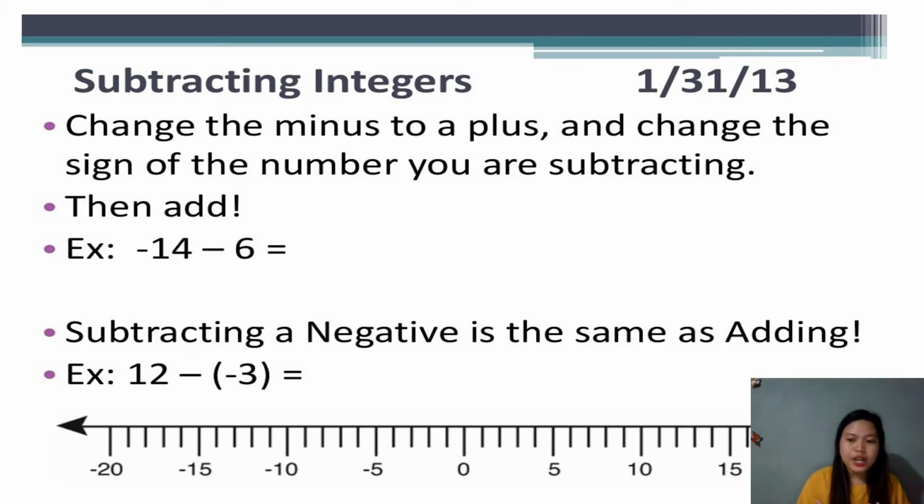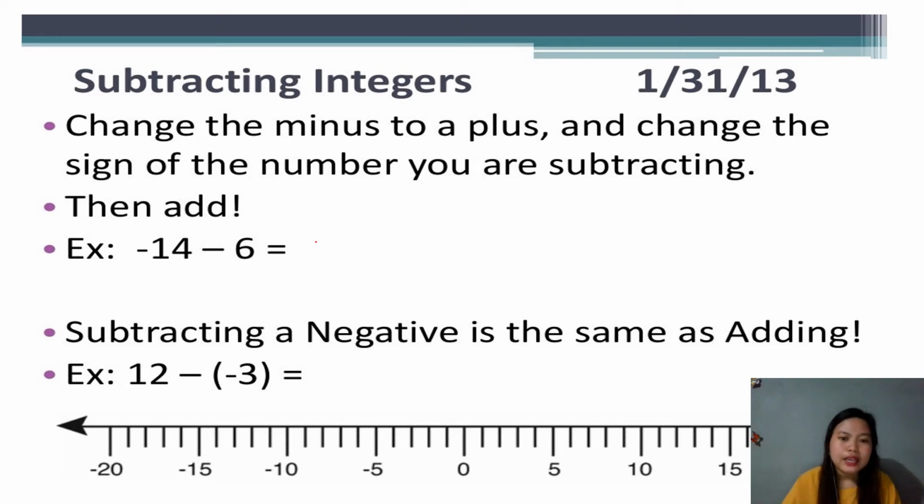Now, for the next operation, we will have subtracting integers. All we have to do is follow this rule: change the minus to a plus, and change the sign of the number you are subtracting. After that, we add. Again, first, change the minus to a plus. Second, change the sign of the number you are subtracting. Third, then add. For example, negative 14 minus 6.